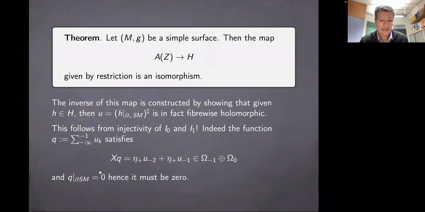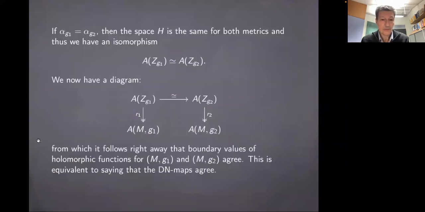But that's exactly the transport problem that you get when you're trying to show injectivity of I0 and I1. So injectivity of I0 and I1, again, going back to Mukhometov and so on in the 70s, will now tell you, yes, you're fine, this function is going to be fiber-wise holomorphic. And all of a sudden, just from the injectivity of I0 and I1, you get an isomorphism. Once you get an isomorphism, the proof of Pestov-Uhlmann writes itself from a diagram.